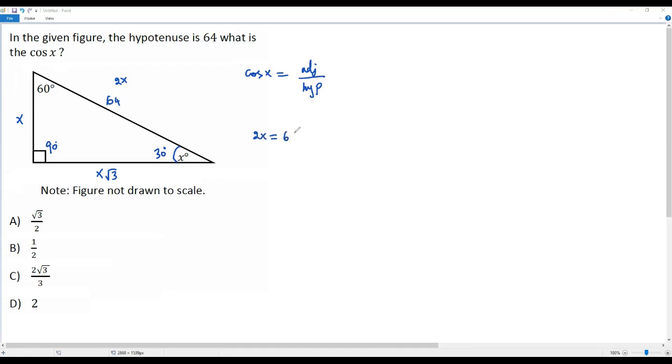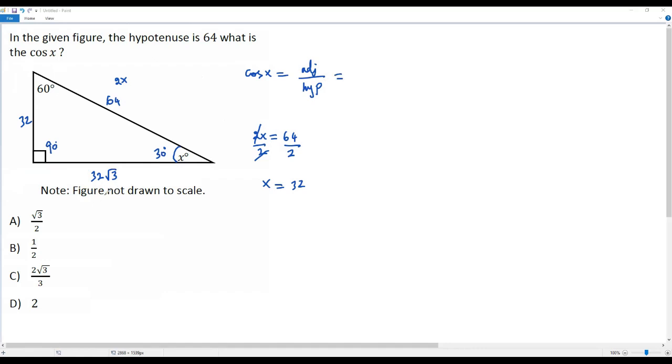Let me equate them. Okay, now to solve for x, let's divide both sides of this equation by 2. Then this 2 will cancel out. I am getting x equals 64 divided by 2, which is 32. Okay, here I got the value of x. Let me replace x over here and here by 32. So that is here 32 and here 32. And we know that this is the adjacent side. Now I got the length of the adjacent side, that is 32 times square root of 3.